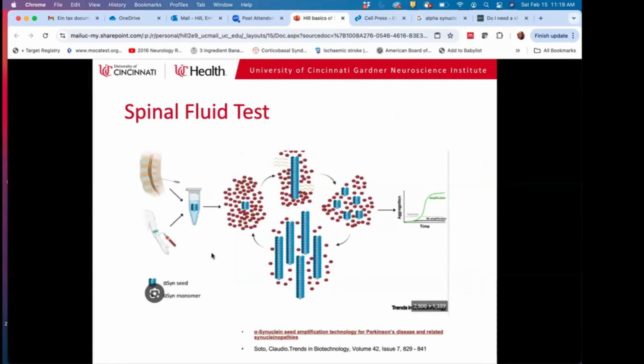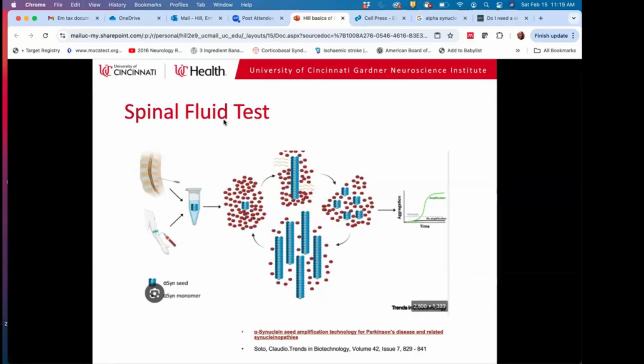There's a couple of newer tests. These are ones that we're using in some cases. I still usually pick the dopamine transporter scan first because it's tried and true. And it's usually pretty easy unless people are very claustrophobic. Usually pretty easy. There is a spinal fluid test.